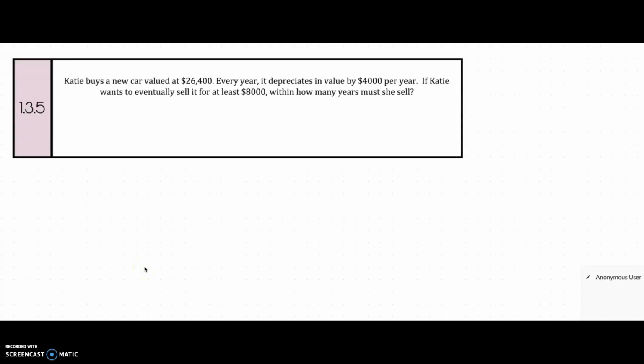All right, here we are at our final 3.0 learning target, 1.3.5, where we are going to write and solve a linear inequality. So it says Katie buys a new car valued at $26,400. Every year it depreciates in value by $4,000 per year. If Katie wants to sell it for at least $8,000, within how many years must she sell?